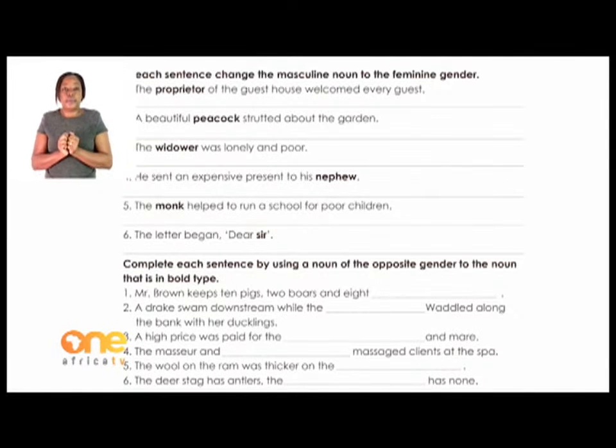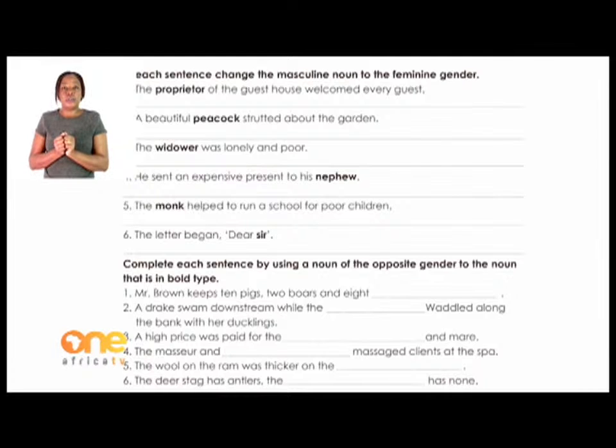Number one, the proprietor of the guest house welcomed every guest. The proprietor is the word which is bold in that sentence. So, the proprietor is the owner of the guest house. Proprietor refers to an owner. He's the owner of the guest house. So, this one is a man. What about if it was a woman? We're going to say what?